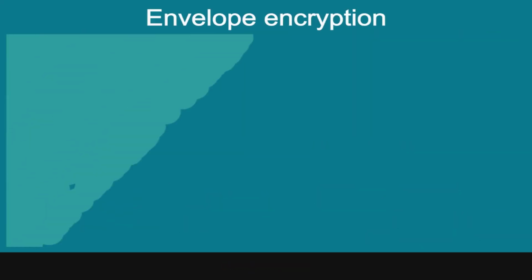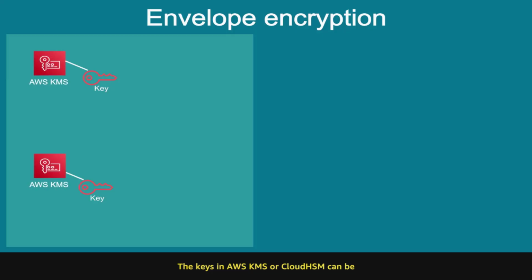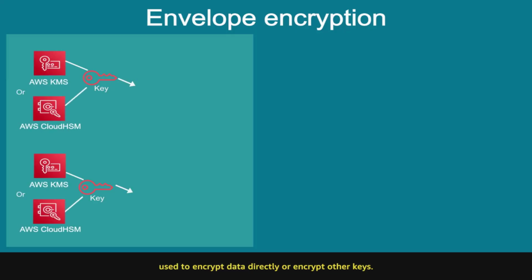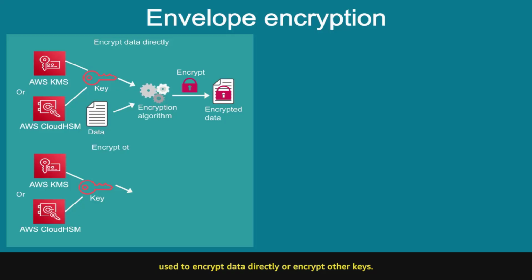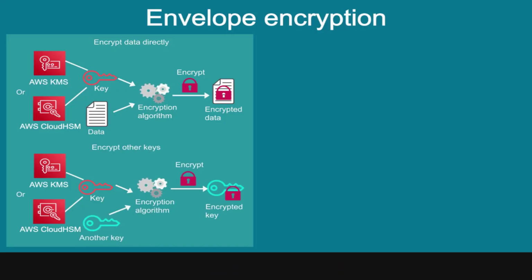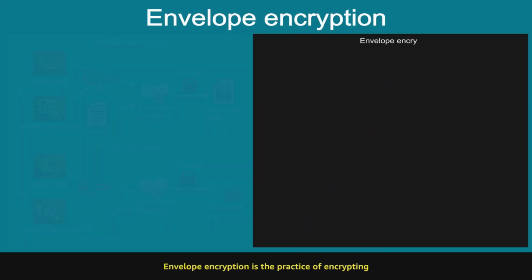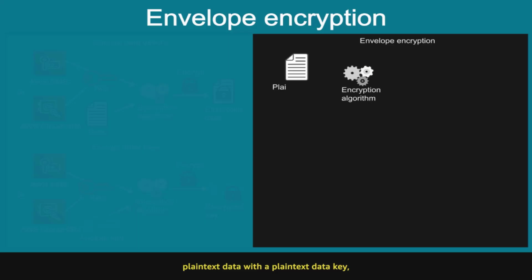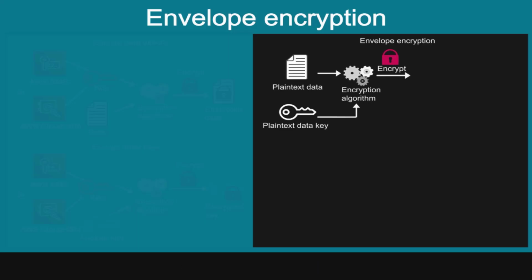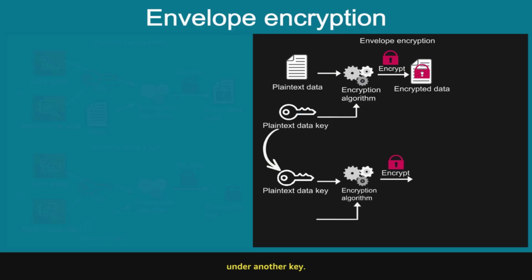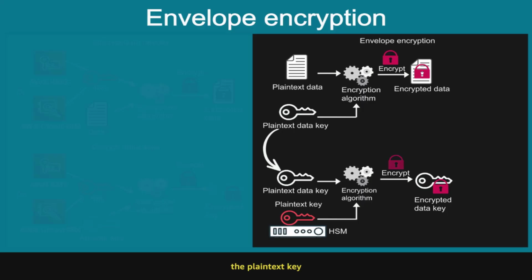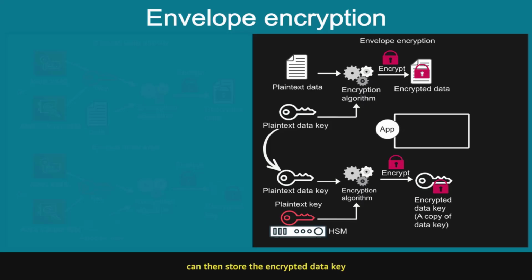Envelope encryption. The keys in AWS KMS, or Cloud HSM, can be used to encrypt data directly, or encrypt other keys. Envelope encryption is the practice of encrypting plaintext data with a plaintext data key, and then encrypting the data key under another key. In the HSM, the plaintext key is used to encrypt a copy of the data key. The application can then store the encrypted data key with the encrypted data.